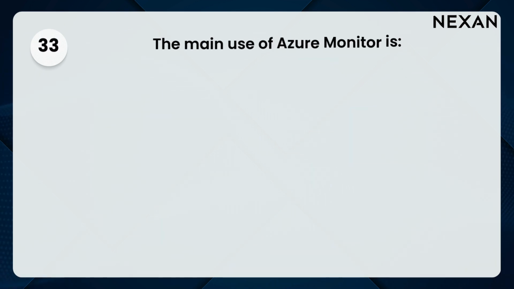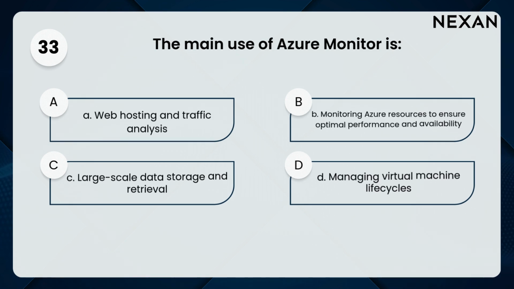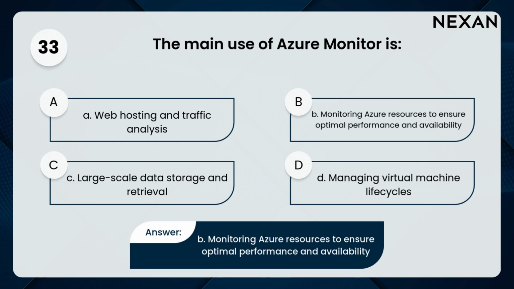33. The main use of Azure Monitor is A. Web hosting and traffic analysis. B. Monitoring Azure resources to ensure optimal performance and availability. C. Large-scale data storage and retrieval. D. Managing virtual machine lifecycles. Answer B. Monitoring Azure resources to ensure optimal performance and availability.